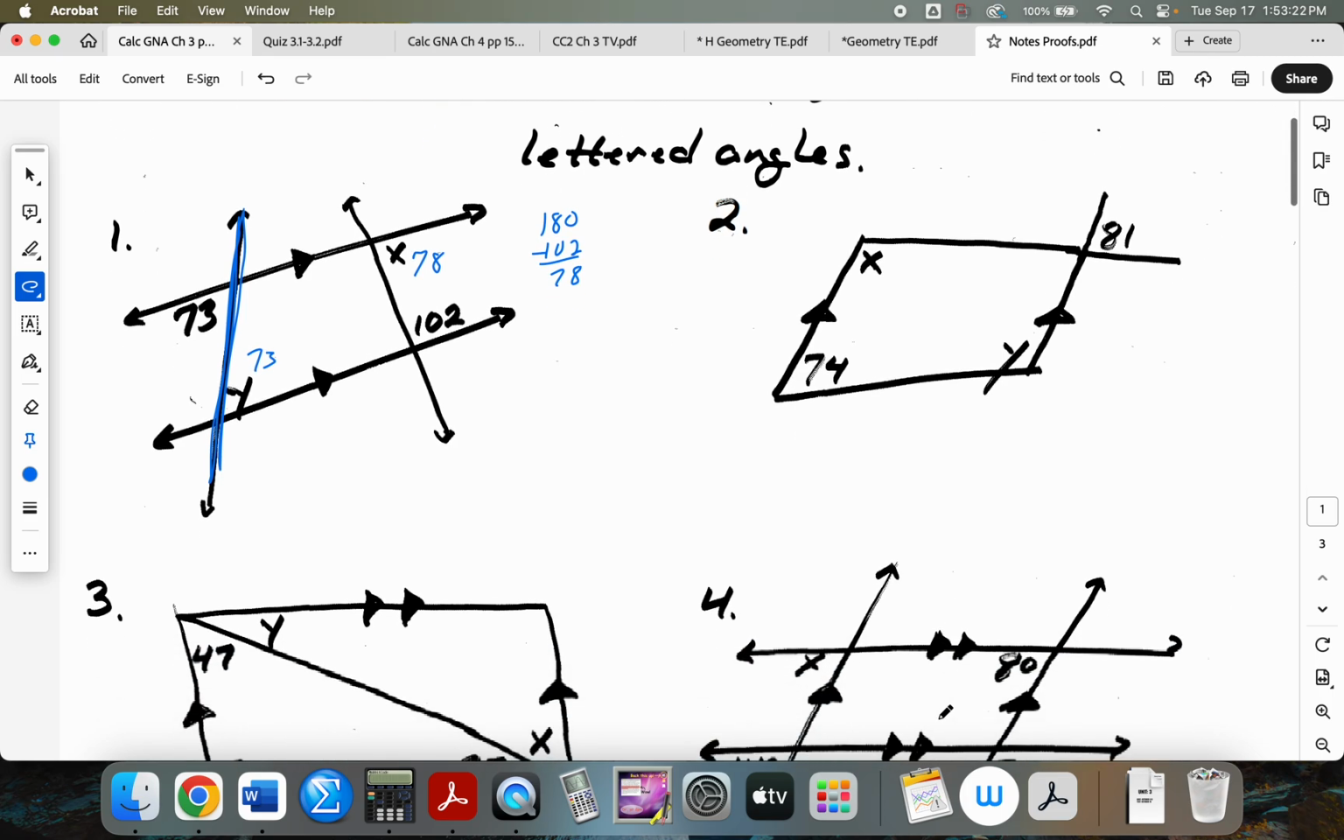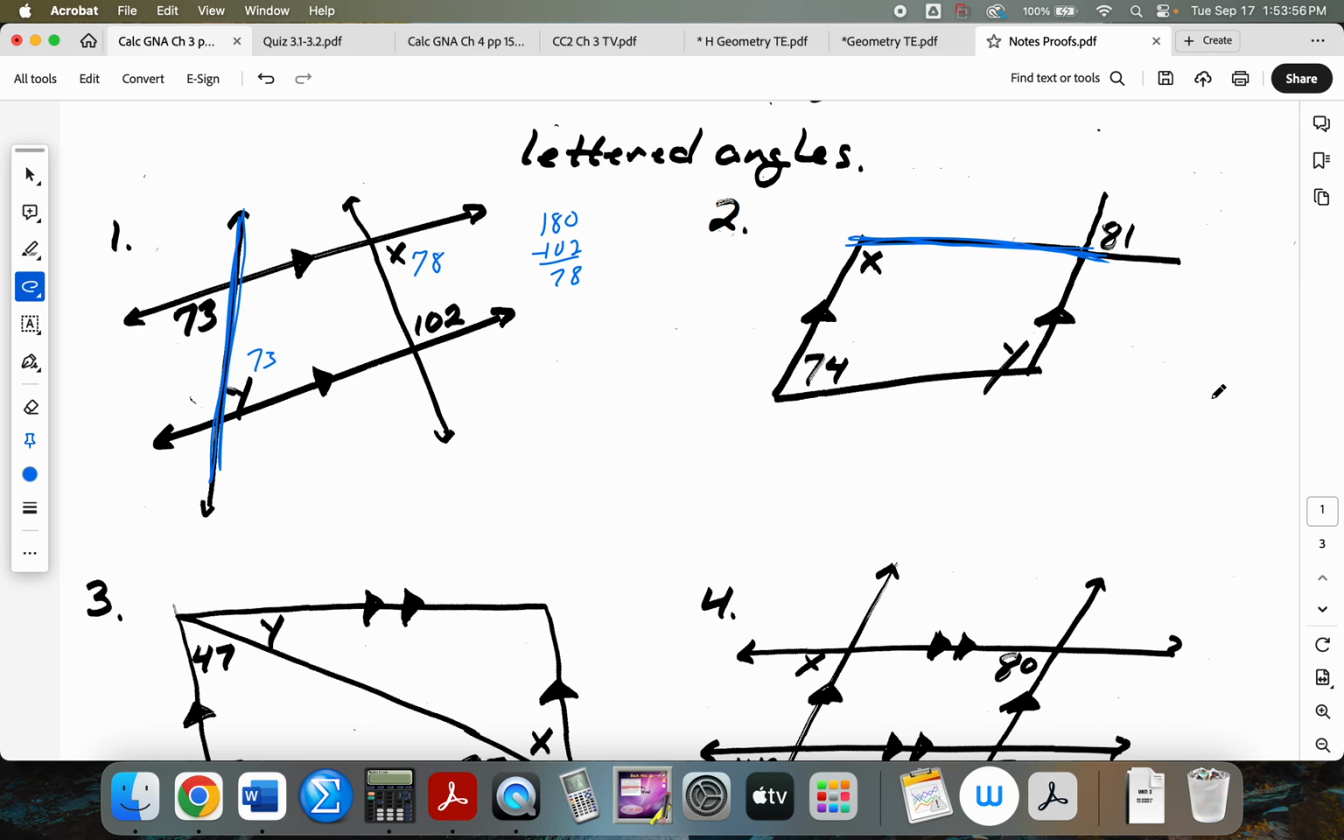Same is true on number 2. If you're trying to find x, do I want to go up and down or do I want to go left and right? Up and down. Why? Because there's like the arrows and that means that they're the same. But that's not what I want to do. I want to go across the parallel lines, not with the parallel lines. So if I go this way, there's no relationship between the x and the 74 because this line doesn't cross two parallel lines. What I want to do instead is I want to go this way.